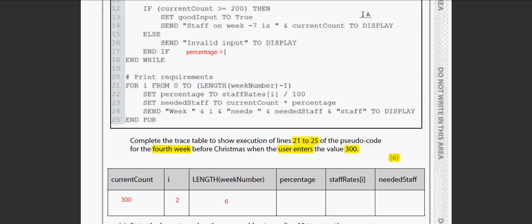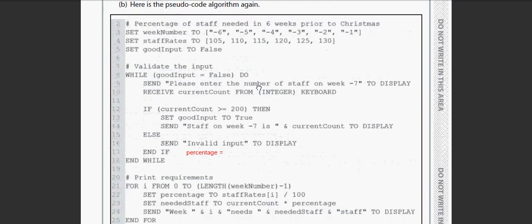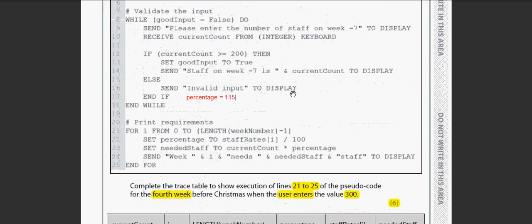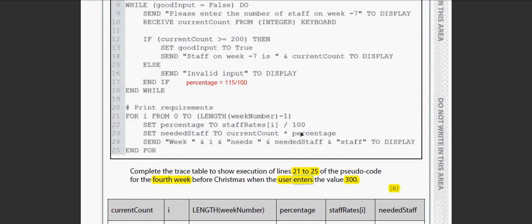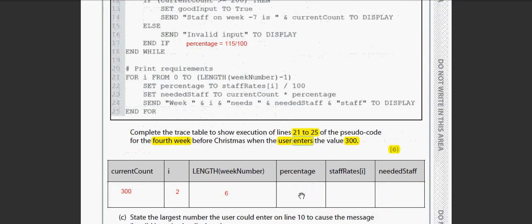So staff rates, let's go back up to our pseudocode. Staff rates in position 2, 0, 1, 2. So it's equal to 115 divided by 100. So the answer to that is, 115 divided by 100 is 1.15.